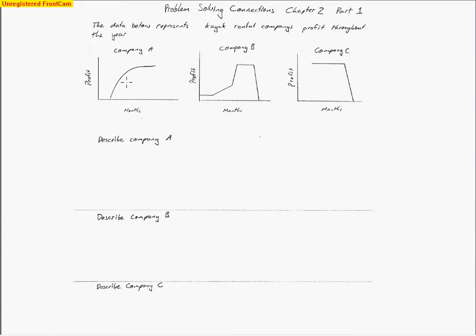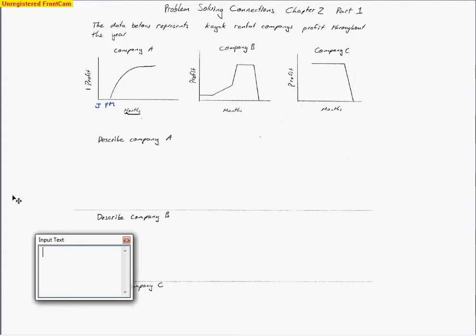Now notice what's happening. We've got our axes here. We've got the months on the x-axis and we've got profit on the y-axis. What I notice is that it doesn't start at the origin. So if this is the first of the year, like January, this might be February. Between February and March, somewhere in this range, that's when the company starts up. And then it looks as though the profit is going up. It's increasing quite quickly, and then it starts to taper off. What they're asking us to do is describe Company A. So let's go ahead and do that.